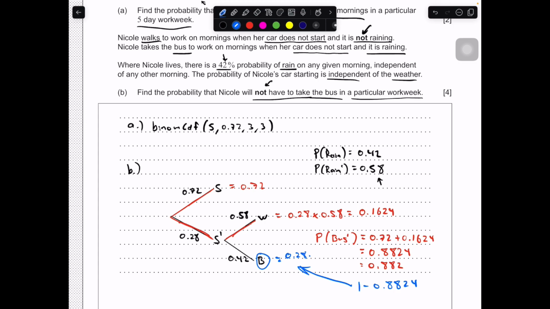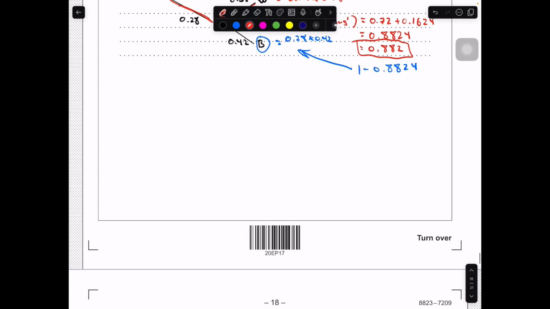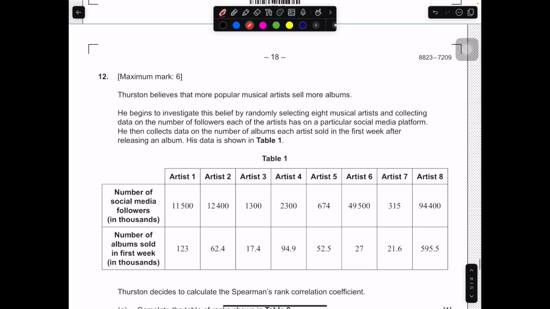0.28 times 0.42. This is her taking the bus, and this is her not taking the bus. What's in red? So here we have it. Here's our answer in the end. This is the probability that she does not have to take the bus on a particular work week. All right, last question. Just about made it. Here we go.